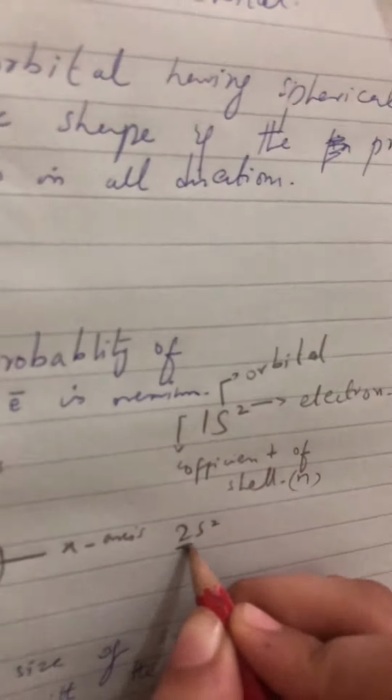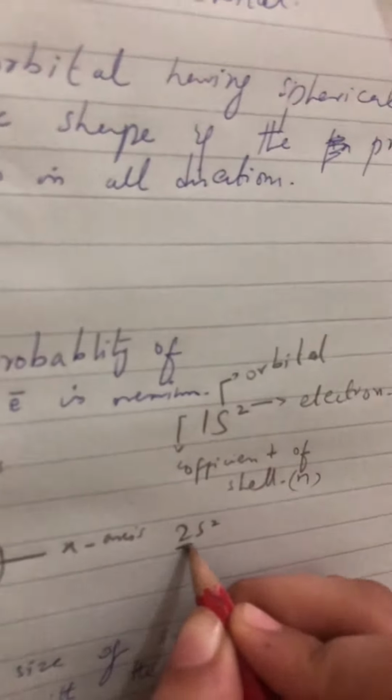Now dyz. How is the shape of dyz? Here this is the X axis, oh sorry, Z axis. Wait a minute. This will be the Z axis and this will be the Y axis. So this will make dyz. Now dxz. How is the shape of dxz? This is Z and this is X, dxz. As you can see, these three have a double shape.